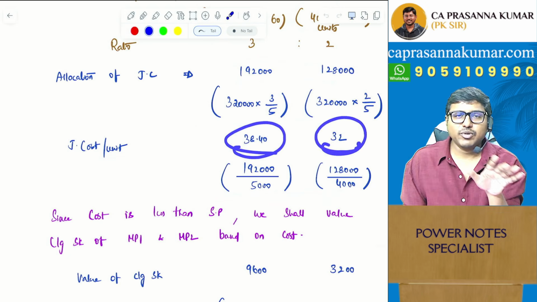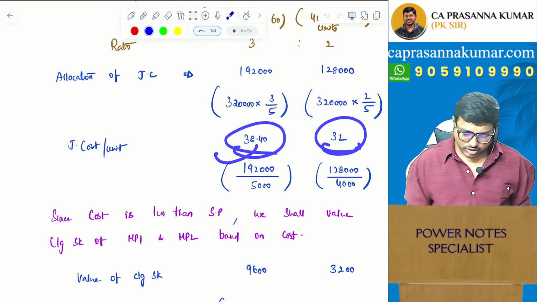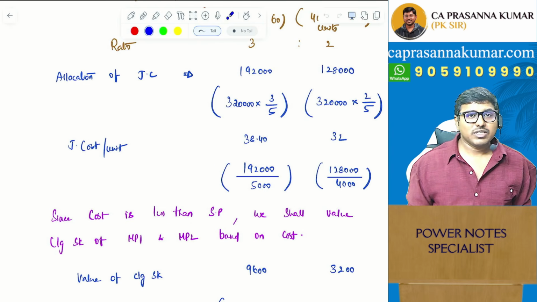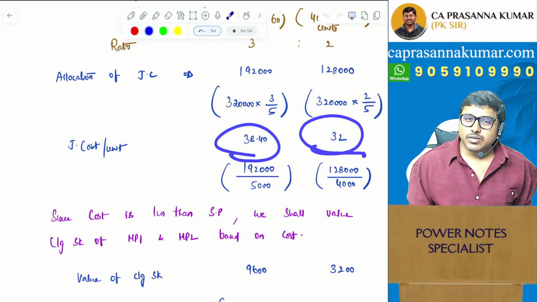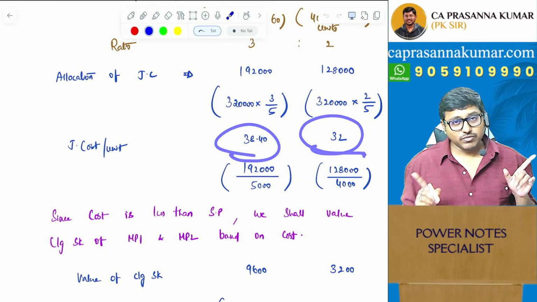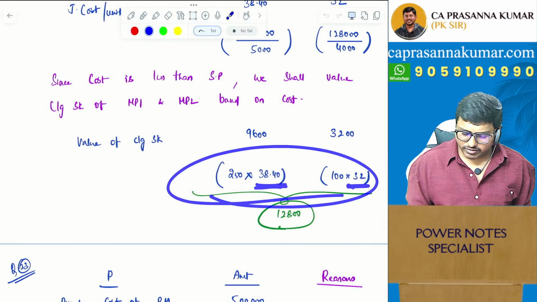Now, let's say you have come to year end. How to value your finished goods? Cost or NRV, whichever is less. Correct? This cost, you compare it with the selling price. Whichever is less, that will be your value. Because your selling price is higher than this cost, your joint products will be valued at cost, because of the rule, cost or NRV, whichever is less. So it is valued at cost, which is 38.4 and 32.